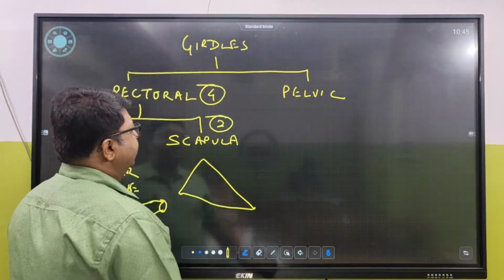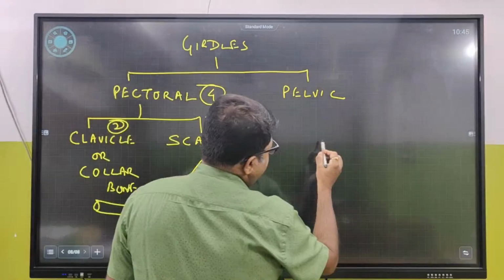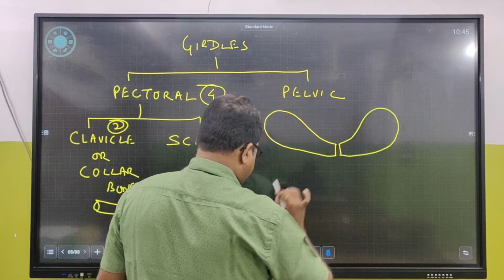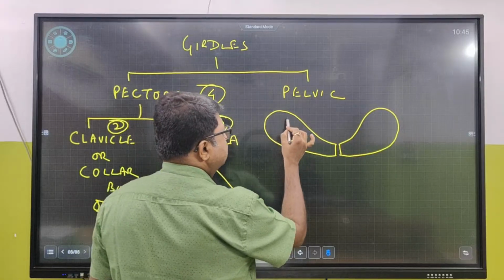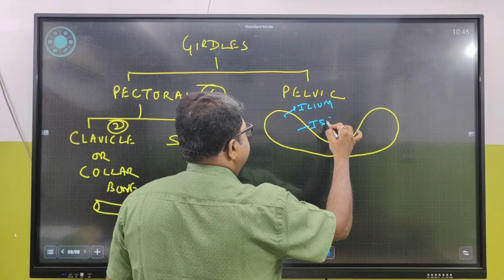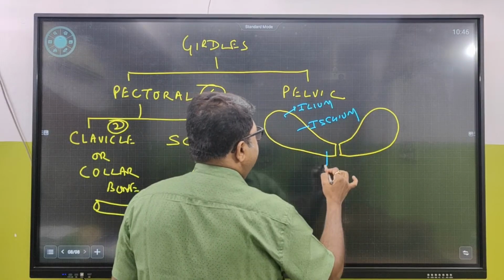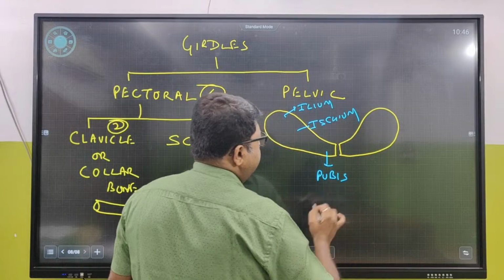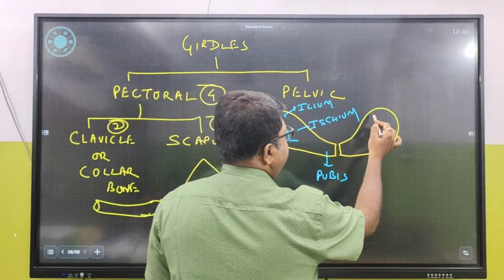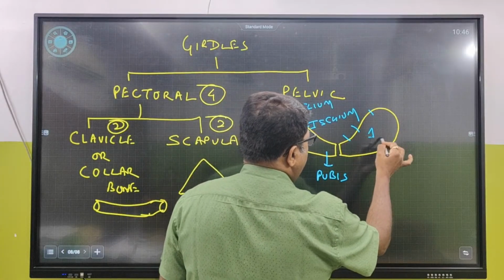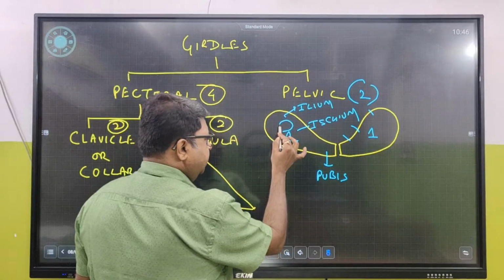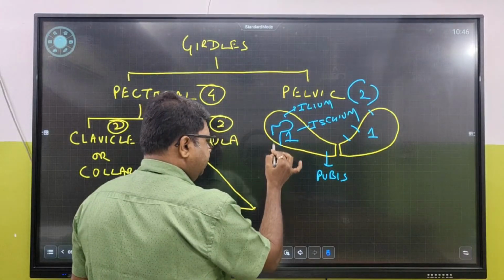But when we talk about pelvic girdle, the pelvic girdle contains 3 bones. This is called ilium, this is ischium, and this one is pubis. These three together make one bone for one leg, and these three, ilium, ischium, and pubis, make one bone for another leg. So in pelvic girdle, we have two bones, and this is the particular femur.